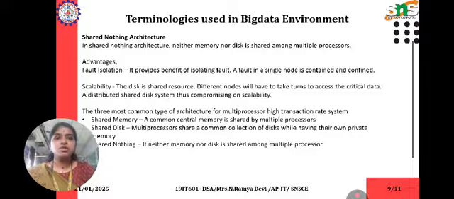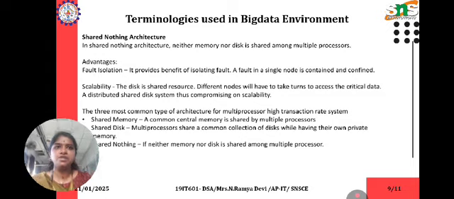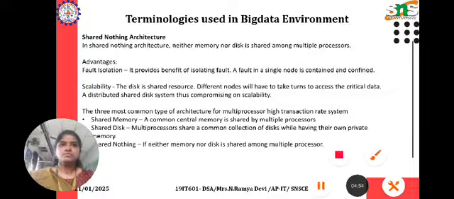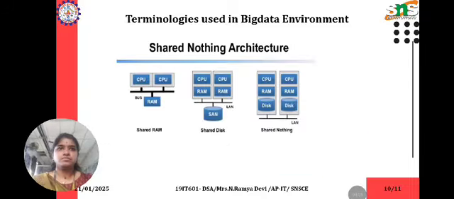So these are the 3 most common types of architecture for multiprocessor high transaction rate systems. The first is shared memory, a common central memory shared by multiprocessors. The next is shared disk. Multiprocessors share a common collection of disks while having their own private memory. And shared nothing, where neither memory nor disk is shared among multiple processors.